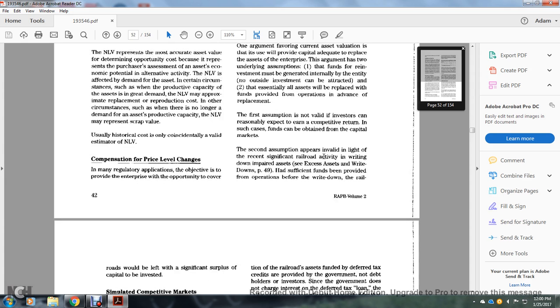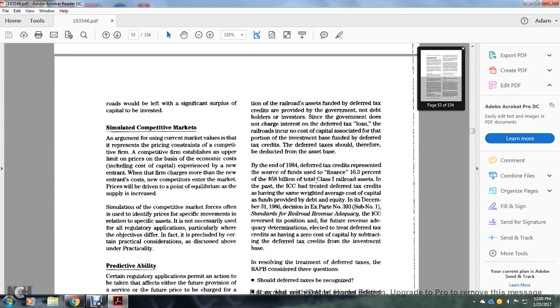The second assumption appears to be invalid in light of the recent significant railroad activity of writing down and assessing asset write-downs. The railroads had sufficient funds provided by the operation, but the write-down left the railroads with a significant surplus of capital to be invested.